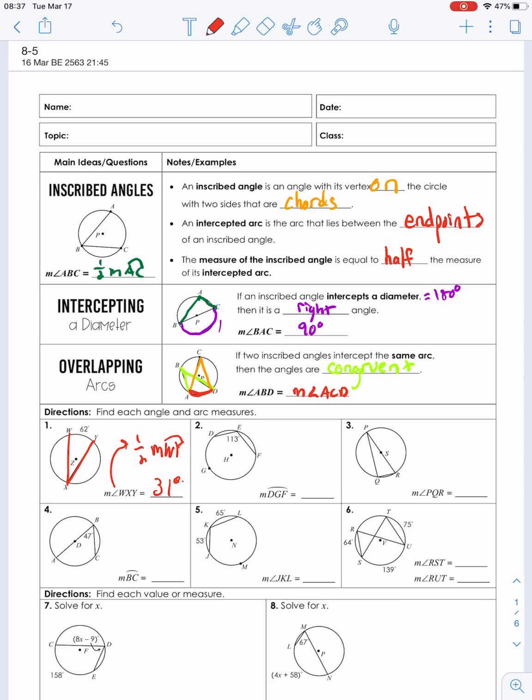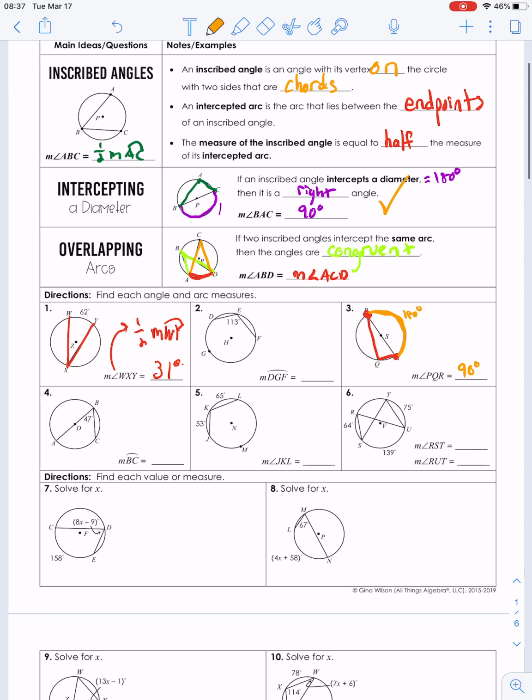We're finding PQR. So we're finding this inscribed angle. So its endpoints are here. So where is its arc? Its arc is this. Oh, the arc is the diameter. We know that diameter is 180 degrees. And we know inscribed angles are half of 180 degrees. So we know PQR must equal 90. And we showed that before, over here.